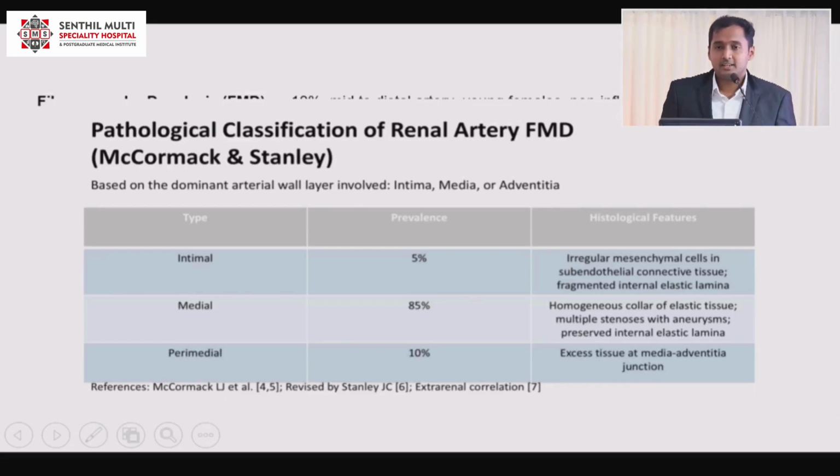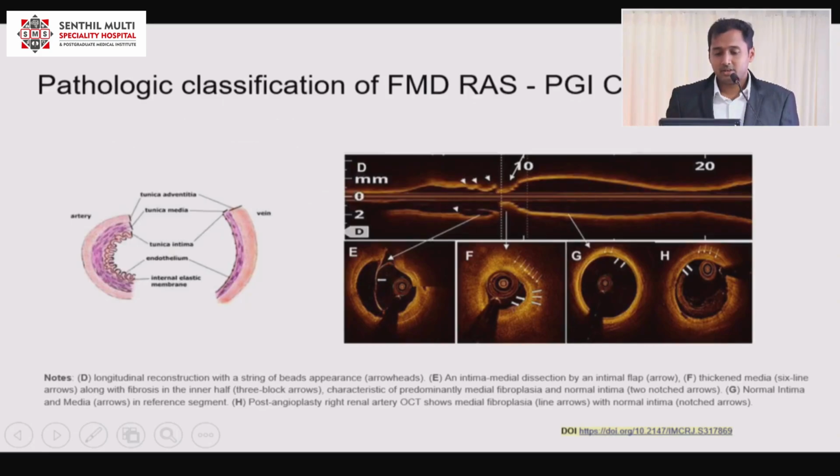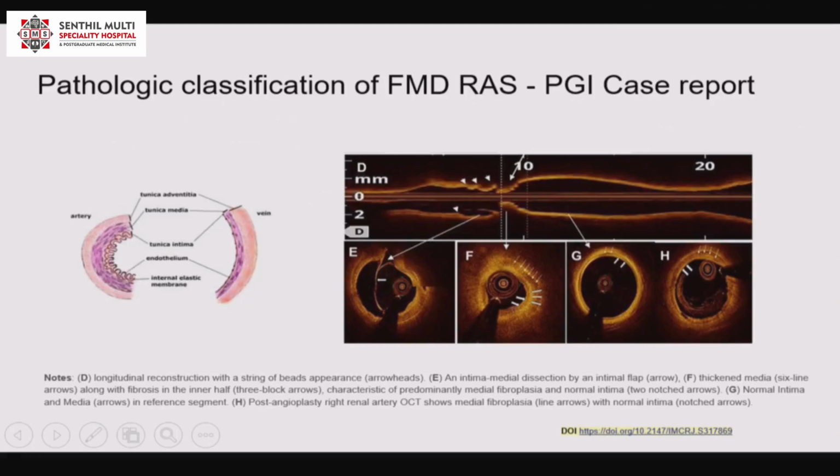The second one is fibromuscular dysplasia. These are classified based on the level of the artery involvement into intimal, medial, and perimedial. This is of prime significance for the postgraduates. And this is another pathological classification wherein we can see the intima, media, and the adventitia. So this is an intravascular ultrasound, that is an advance. We will be discussing these in the forthcoming slides.